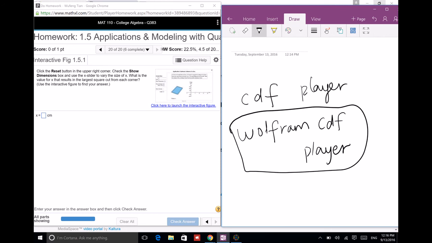Okay, that's all. Once you open the picture, I think you should be able to work this one by yourself. It's pretty much like the one I gave you in one of the previous examples. Okay, so that's the whole section 1.5. If you have any questions, just let me know.